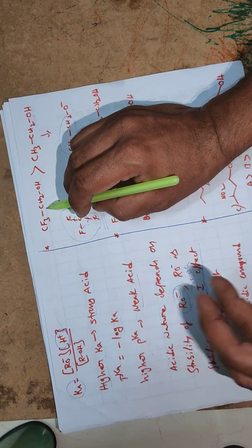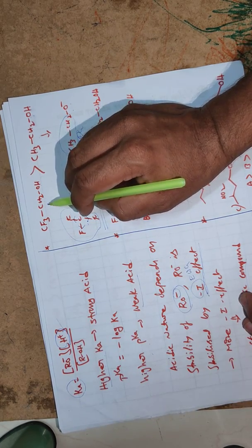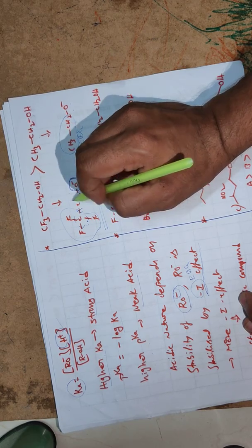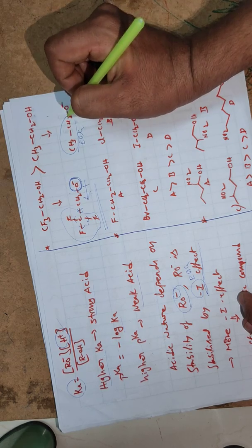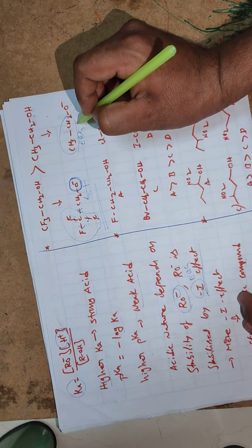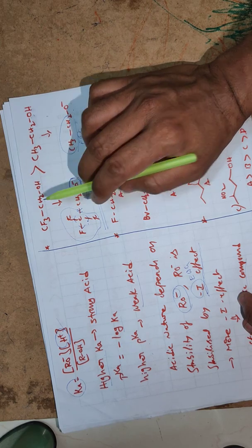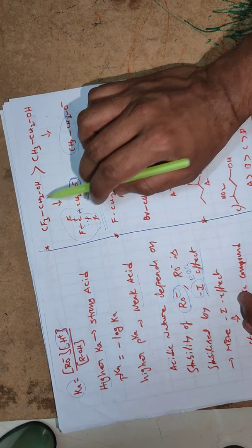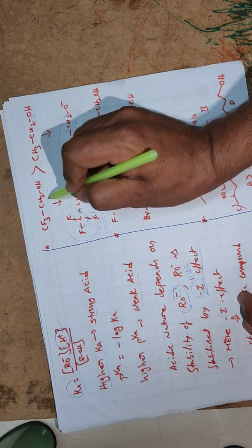It readily donates proton. That means it is prone to release the H plus ions. Here it has less tendency to release H plus ions, because the formed conjugate base is less stable. But in this case the formed conjugate base is more stable, which has a higher tendency to release H plus ions. So between these two compounds, this compound is the more acidic compound.